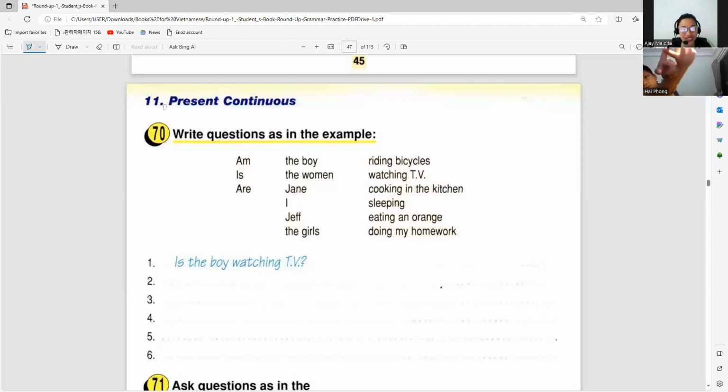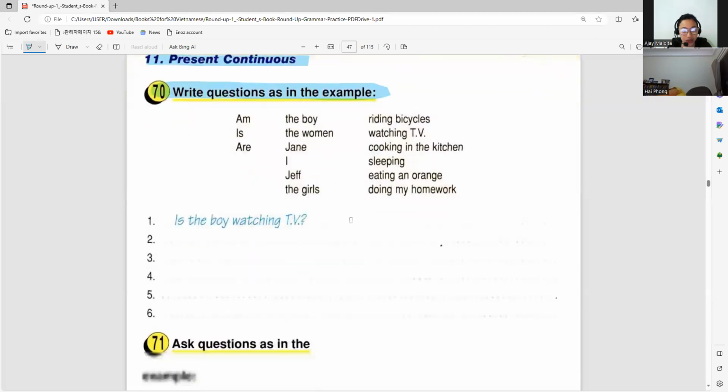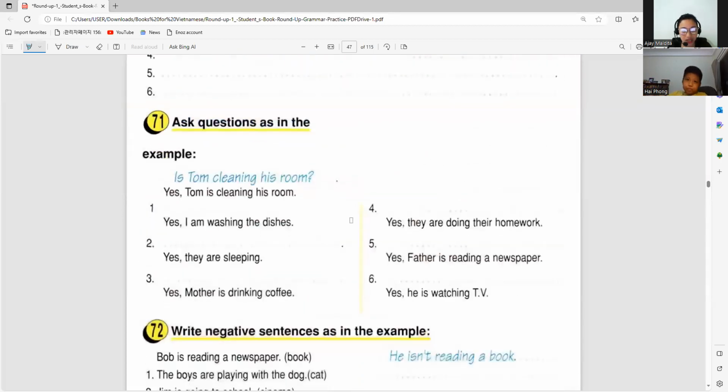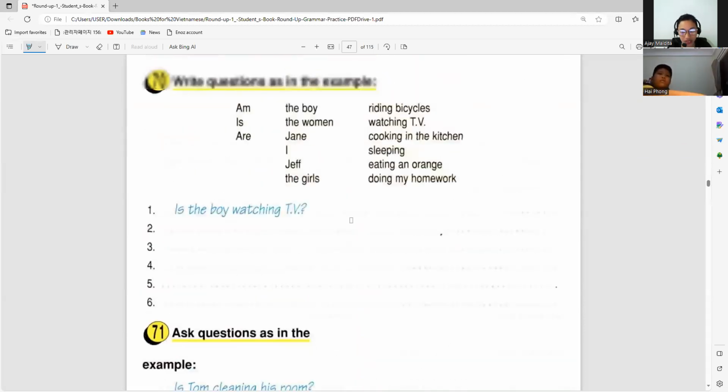Okay, Fong, look at this one. Okay, let's continue our present continuous. Look at this one, form, present continuous. Question. Okay. Read the instruction, right? Questions. What question? In the example. Okay, so form. We don't have enough time to do this one for our next activity. Okay, let's have this one on Thursday, okay?